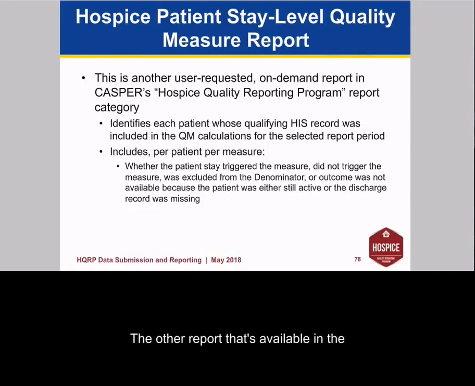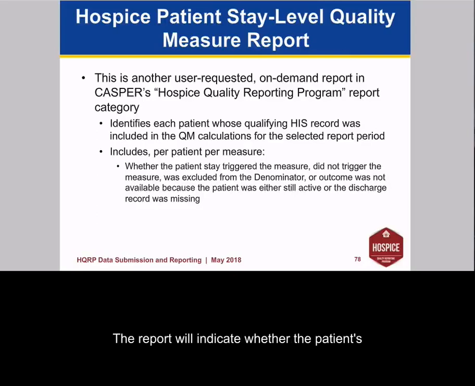The other report that's available in the Hospice Quality Reporting Program Reports category is the Hospice Patient Stay Level Quality Measure Report. It is another on-demand or user-requested report. The Patient Stay Level Quality Measure Report identifies each patient whose qualifying HIS record was included in the quality measure calculations for the selected report period.